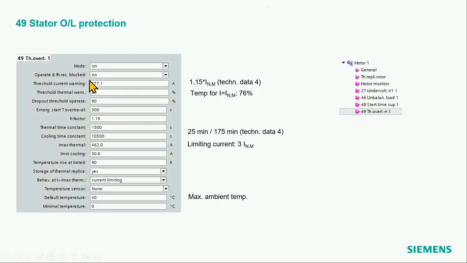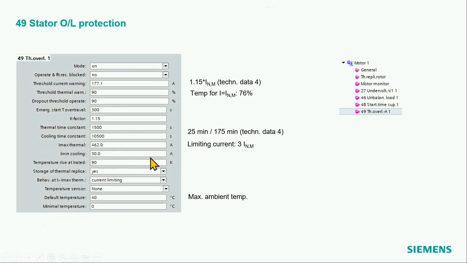The thermal warning here, I leave at 90% because with 1.15 as a K factor, I come to the temperature for nominal current with only 76%. So there is already a quite big gap to the 90% before I issue the warning here. Then my time constant, it's the 25 minutes and the 175 minutes, coming also from the technical data sheet.